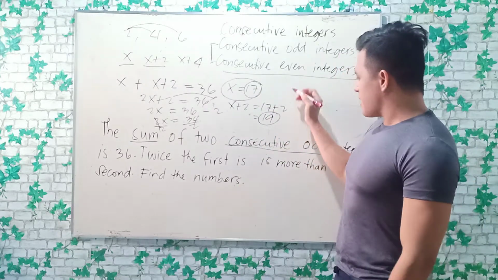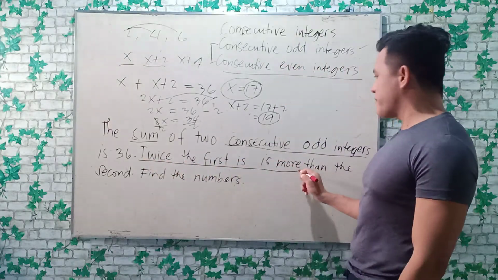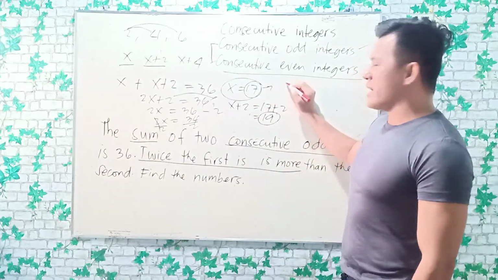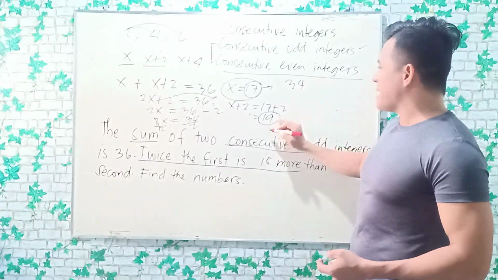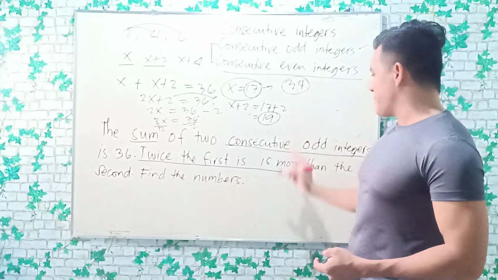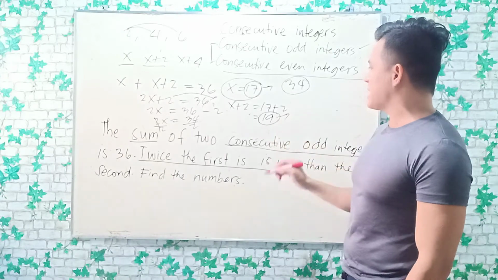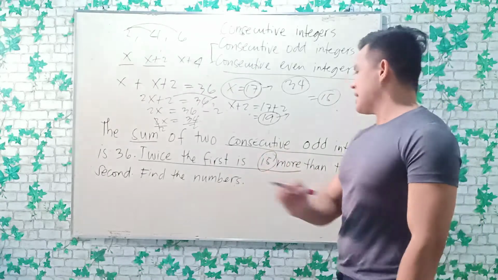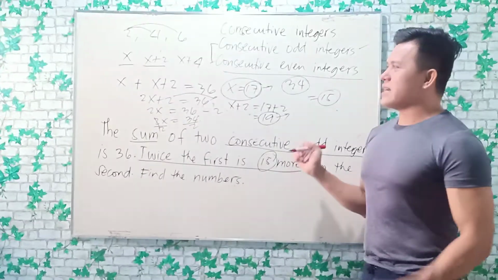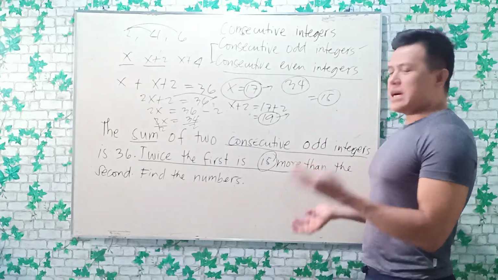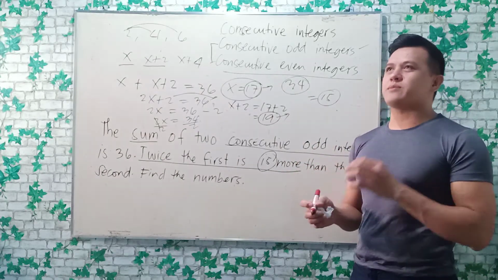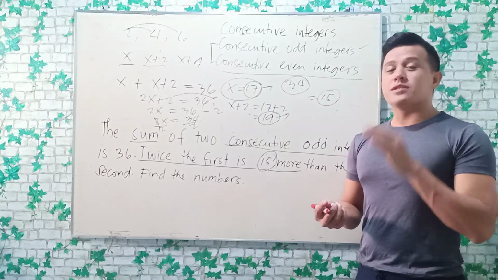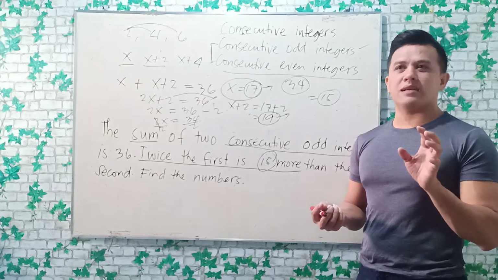And the other condition is that twice the first is 15 more than the second. Our first is 17. Twice of that, or times 2, is 34. So from 19 to 34, twice the first is 15 more than the second, and our second is 19. Look at this: 34 minus 19 is equal to 15, which complies with the second condition. As I go over this kind of problem, please try to take note of those keywords, because this would really help you in solving this kind of problem when they come out on the test.